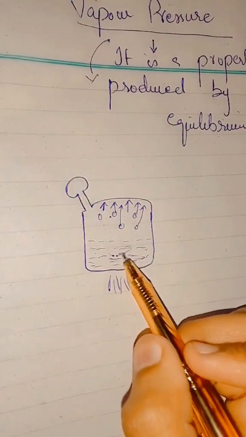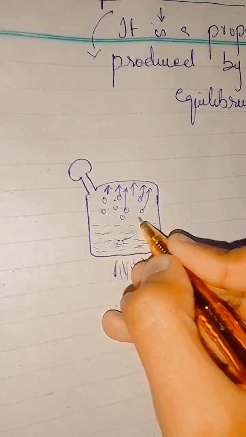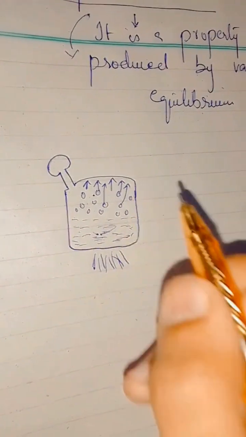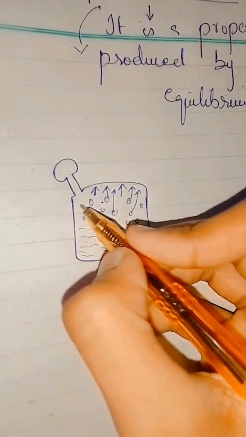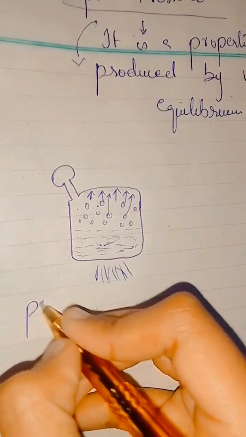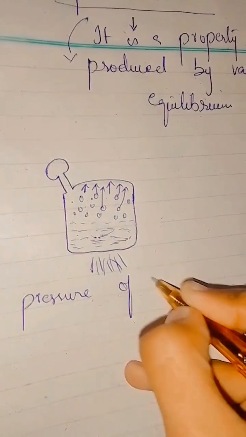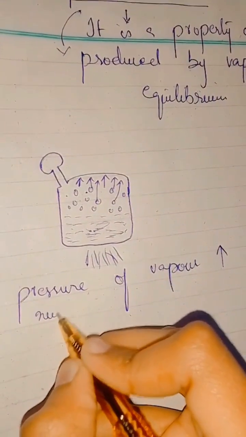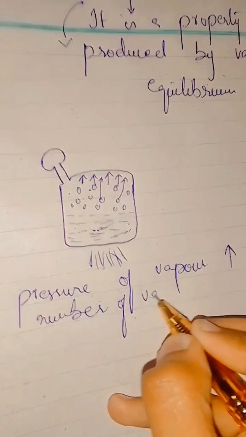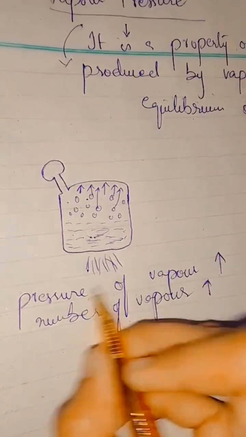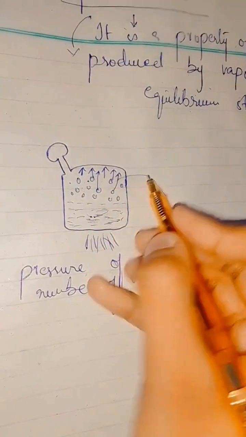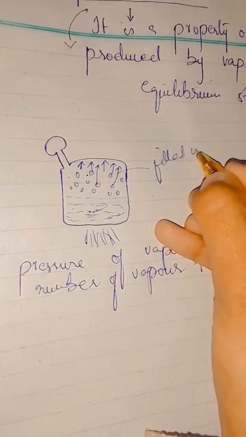As the molecules are continuously converting into vapors, the number of vapors will increase in that empty space. When the number of vapors increases, the vapor pressure will also increase here. The pressure of the vapor will also increase as the number of vapors is increasing. That empty space will start to fill with vapors.